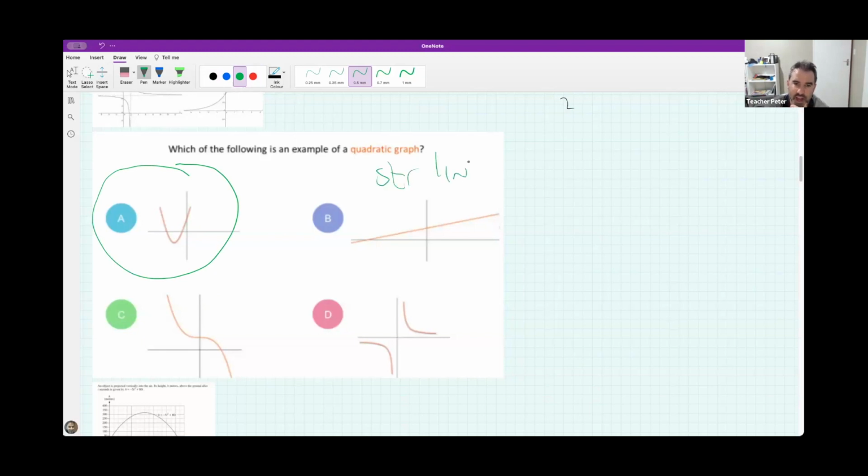This is a straight line graph. This we'll talk about later. This is a hyperbola. It almost looks like it's been chopped in half. And this we only do in matric. This is called a cubic graph. But the one that we wanted would be a parabola.